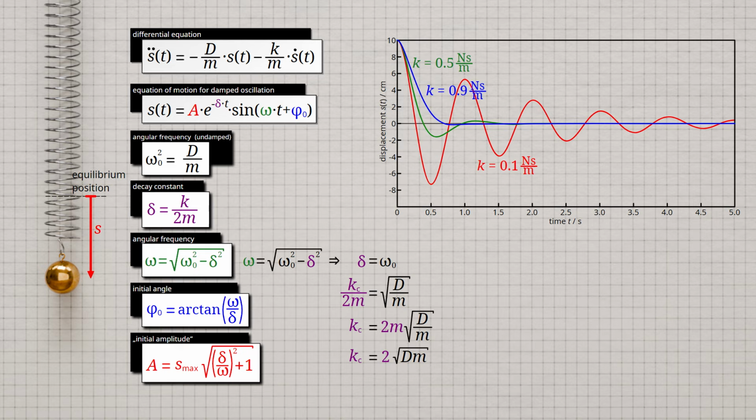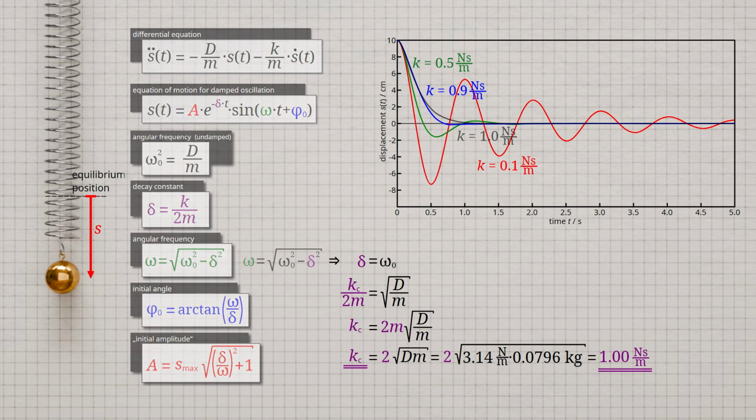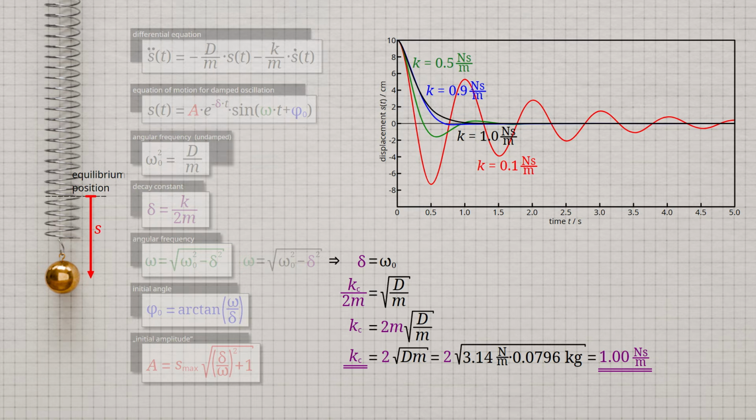The critical damping factor corresponds to the value of 2 times the square root of d times m, and depends solely on the spring constant d and the mass m. With a spring constant of 3.14 Newton per meter and a mass of 79.6 grams, the critical damping factor is therefore 1.00 Newton-second per meter. In this case, the system no longer oscillates but merely creeps into the equilibrium position. Note that the previously given equation of motion is no longer applicable in this case.